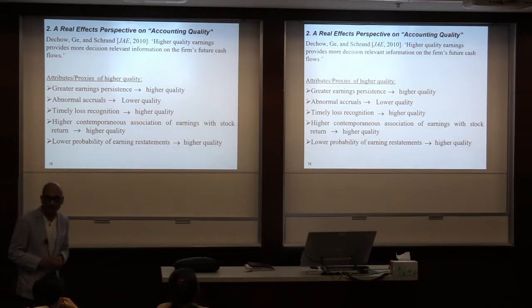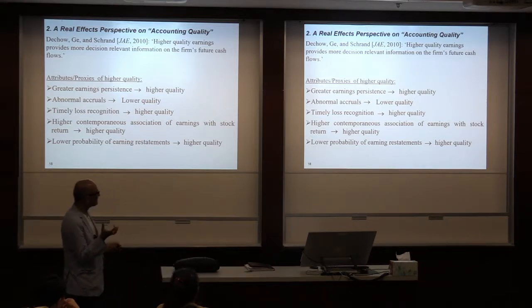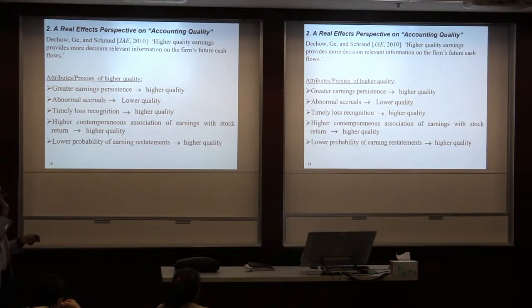Where do these come from? I don't know. This seems very attractive, right? You look at them, they seem very attractive. Oh, greater persistence means that it must be higher quality. But the persistence could be crap. Right? We know firms can essentially be managing their earnings and producing a smooth path of earnings. That doesn't say anything about the earnings quality per se.